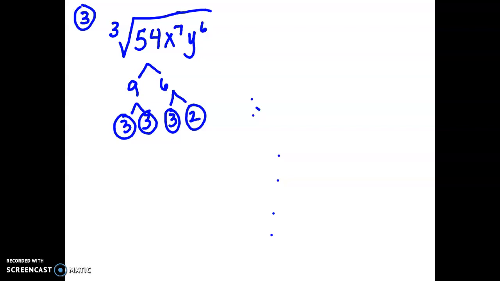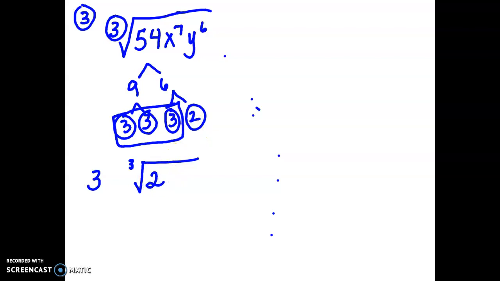Since we're looking for the cube root, this index right here is 3, we look for our triples, not our doubles. So we're going to take the 3 out because we got a triple 3, leave some space for our variables, and then write the radical sign. The 2 is going to stay underneath the radical because it's the cube root of 2. Looking at our variables, we've got 7 x's: 1, 2, 3, 4, 5, 6, 7. Because our index is 3, we're looking for triples. Notice we have 2 sets of triples, so our x is going to be to the 2nd power for the 2 sets, and then we have 1 x left over like that.